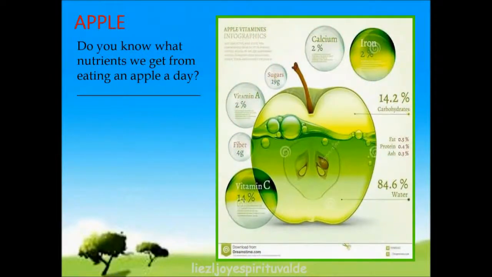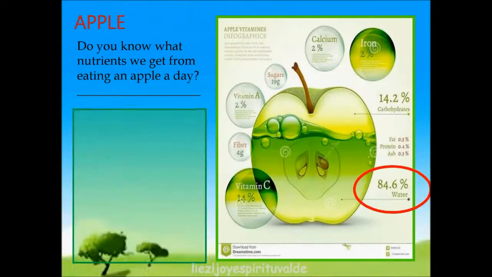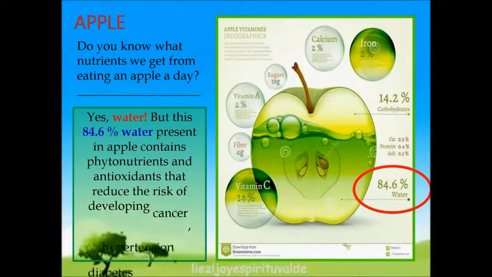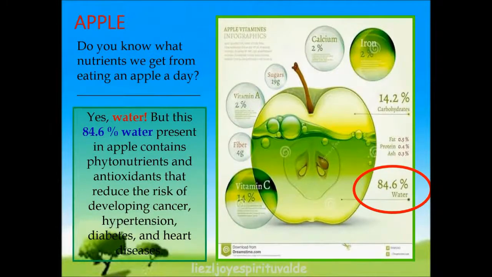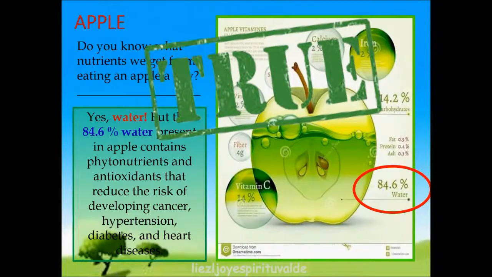How about an apple? Do you know the nutrients that we get from eating an apple a day? Yes, water. But this 84.6% water present in apple contains phytonutrients and antioxidants that reduce the risk of developing cancer, hypertension, diabetes, and heart diseases. Now, is it true that an apple a day keeps the doctors away? Yes, it's true.